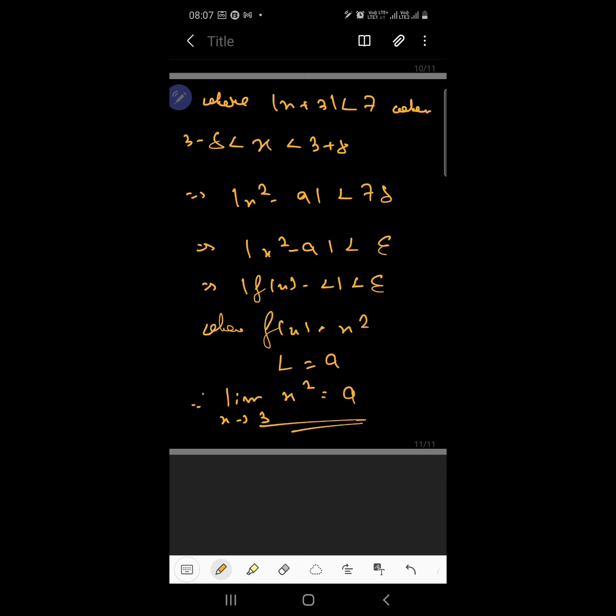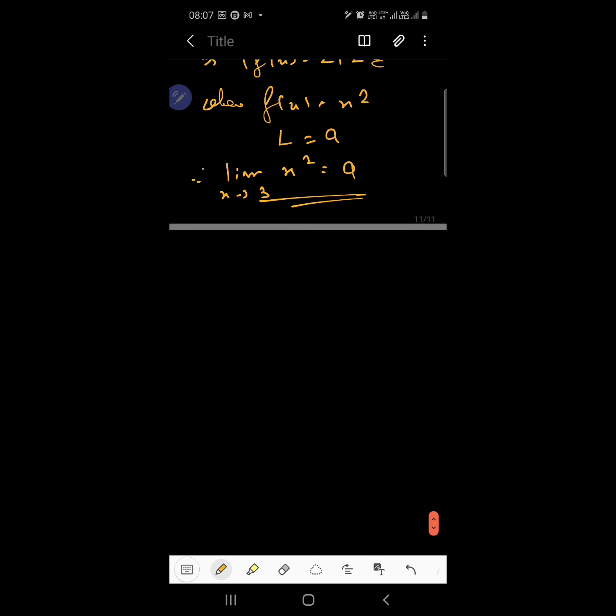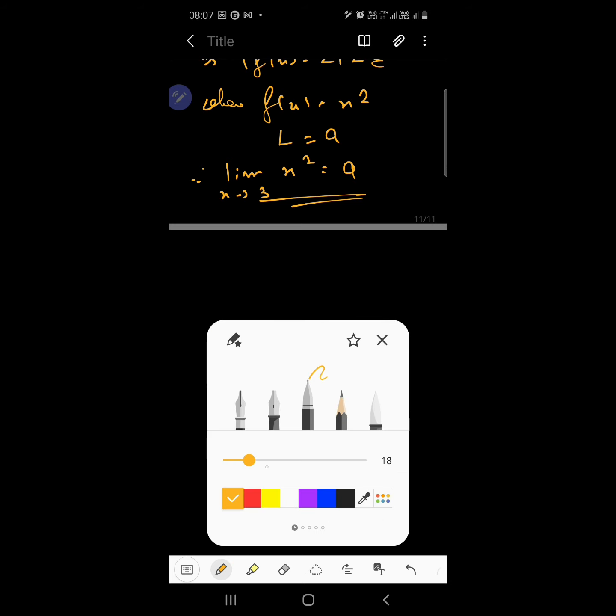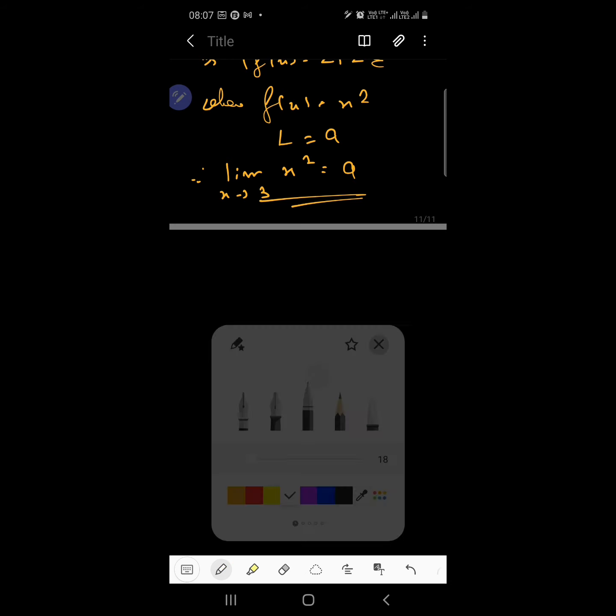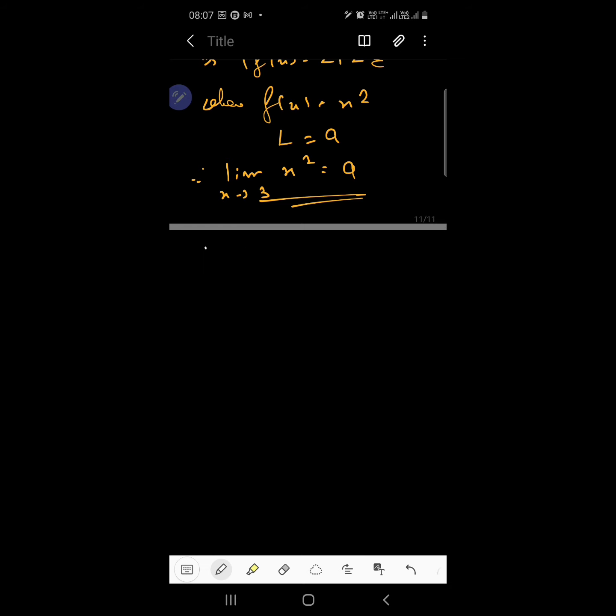Okay, so now we will see the last problem of this lecture. Now see, if you are given an x cube term, do the same method. I am showing you a problem on an x cube term itself. I am giving you a rough of it. Suppose you need to prove that limit x tends to 3 of x cube is equal to 27.